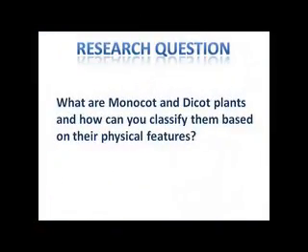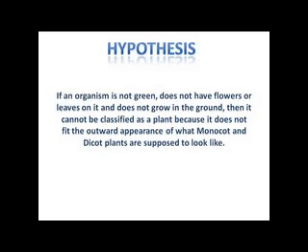My research question is, what are monocot and dicot plants, and how can you classify them based on their physical features? My hypothesis is, if an organism is not green, does not have any flowers or leaves on it, and doesn't grow in the ground, then it cannot be classified as a plant because it does not fit the outward appearance of what monocot and dicot plants are supposed to look like.